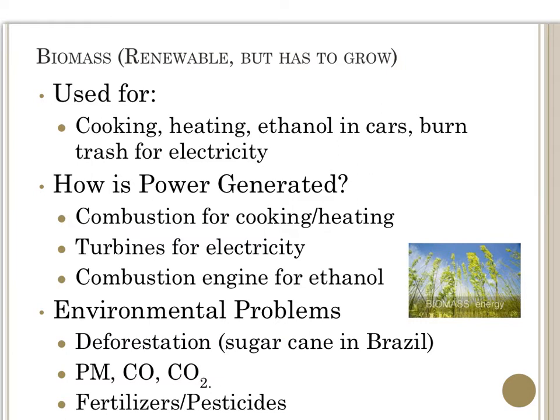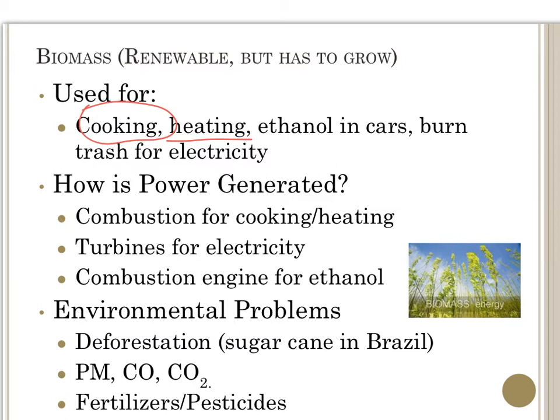So we use biomass for a lot of different things. We cook with it in a lot of countries. In developing countries, it is their main energy source for cooking. And remember that indoor cooking fires are the leading cause of death from indoor air pollution in developing countries, so not the US. A lot of places use them for heat, and that includes some states in the United States.